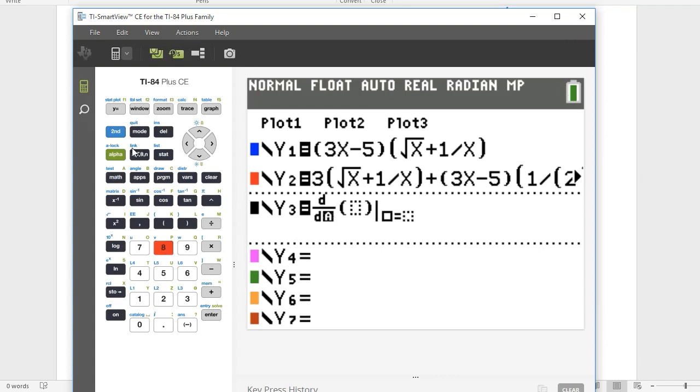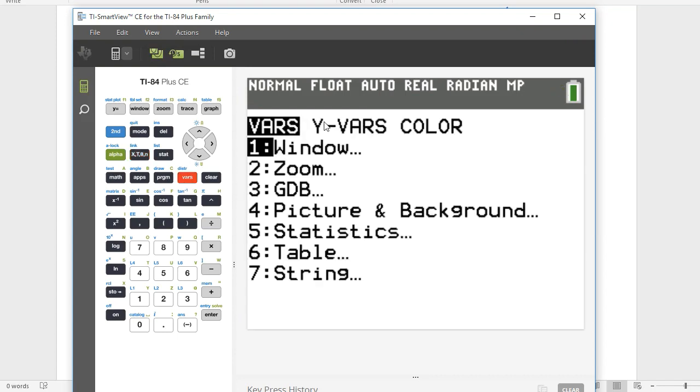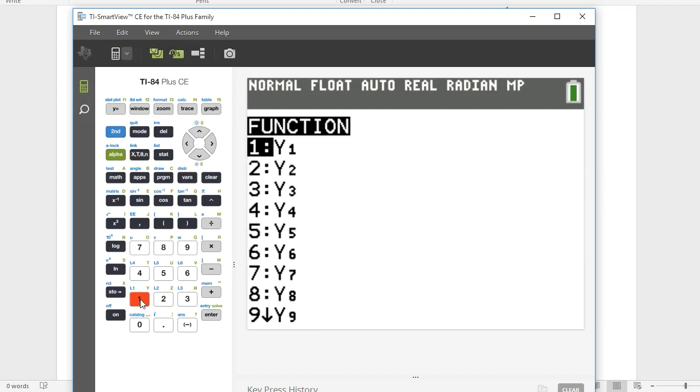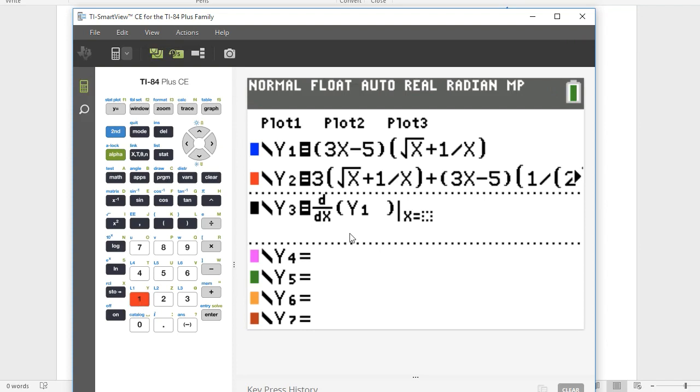So again, I'm taking the derivative with respect to the variable x, and I can type the whole equation in here. Or what I can do is tell the calculator to take the derivative of y1. So I don't want to have to retype all of this in y1. So what I'm going to do is hit the vars key, which stands for variables. What I'm looking for is a y variable. It was a function, and it was equation y1. So it is going to take the derivative of that equation in y1. And then I want to evaluate the derivative.